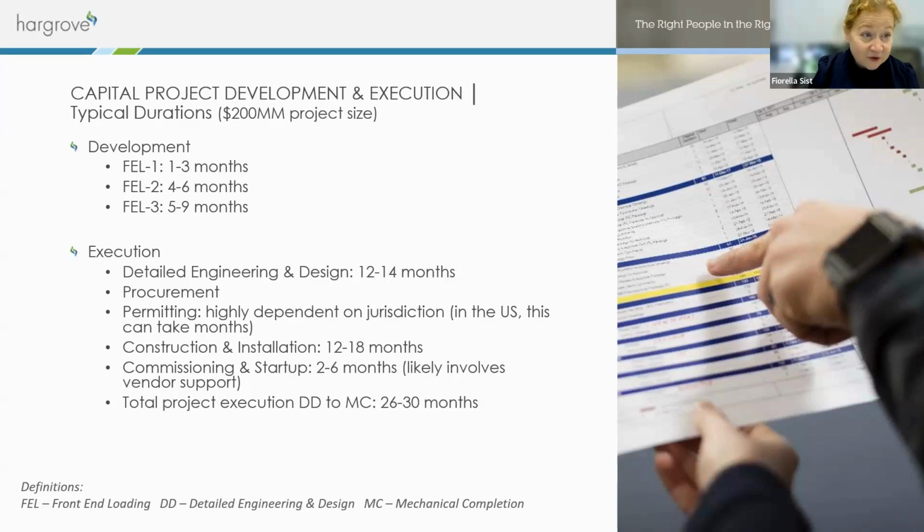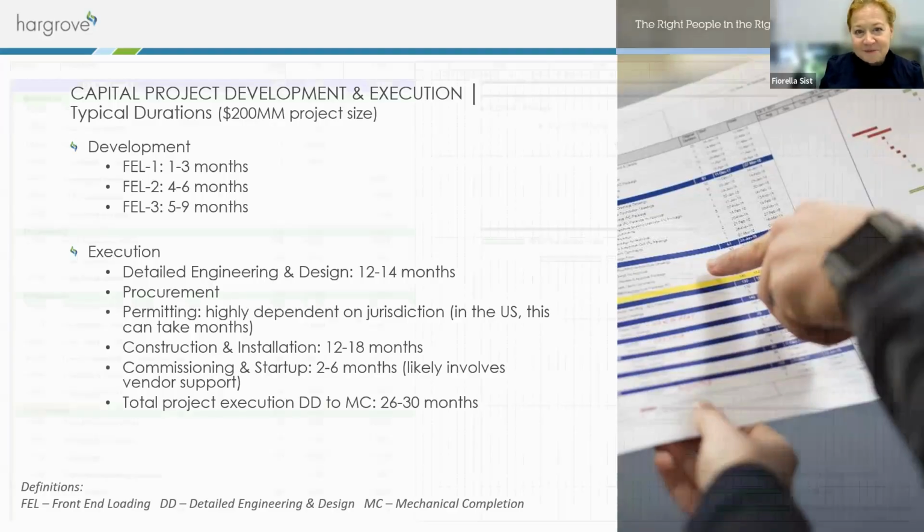It will take months. And especially if you're supplying to, let's say, the automotive industry, you have to have your product qualified. And that qualification period takes a long time, right? So you need to build that into your schedule. All right, so if you look at the total timeline from detailed engineering and design, which is that DD, to MC, which is mechanical completion, that's like 26 to 30 months. So that's a shocker, I know.